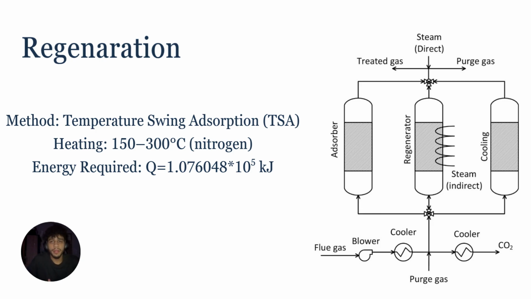To maintain continuous operation, the adsorption system uses a regeneration process known as temperature swing adsorption, or TSA. In this process, the saturated adsorbent is heated using hot nitrogen gas at temperature between 150 and 300 degrees Celsius. This removes the adsorbed water from the pores of the adsorbent. After desorption, the column is cooled down to around 25 to 40 degrees Celsius to restore adsorption capacity. The system uses two columns, one for adsorption and one for regeneration, allowing continuous operation without interruption.